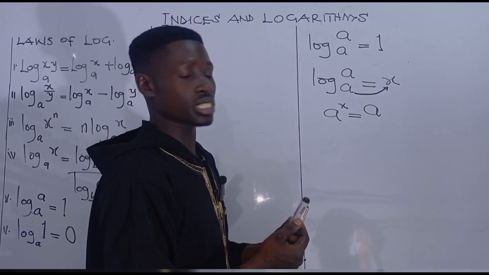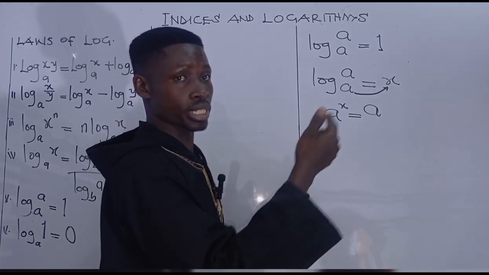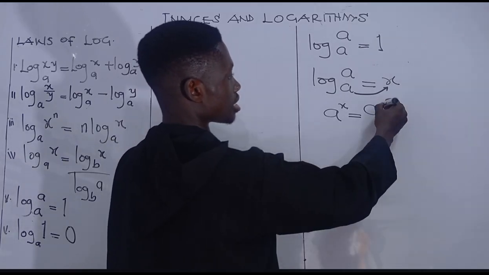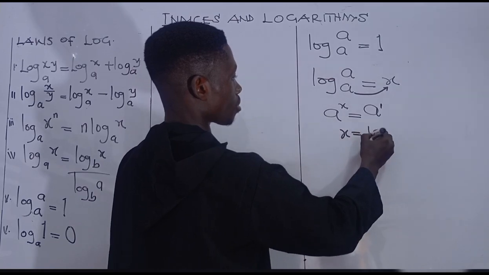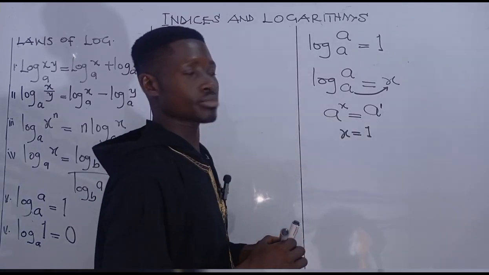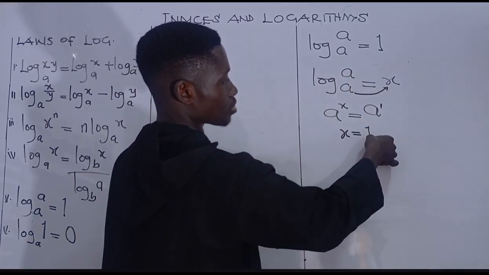Now at this point, we are having an exponential equation, and we know that when the bases are the same, what we do is equate their exponents. This is the same as a raised to the power 1. So you have x is equal to 1. So from here, you can say that the log of a to the base of a is equal to 1.